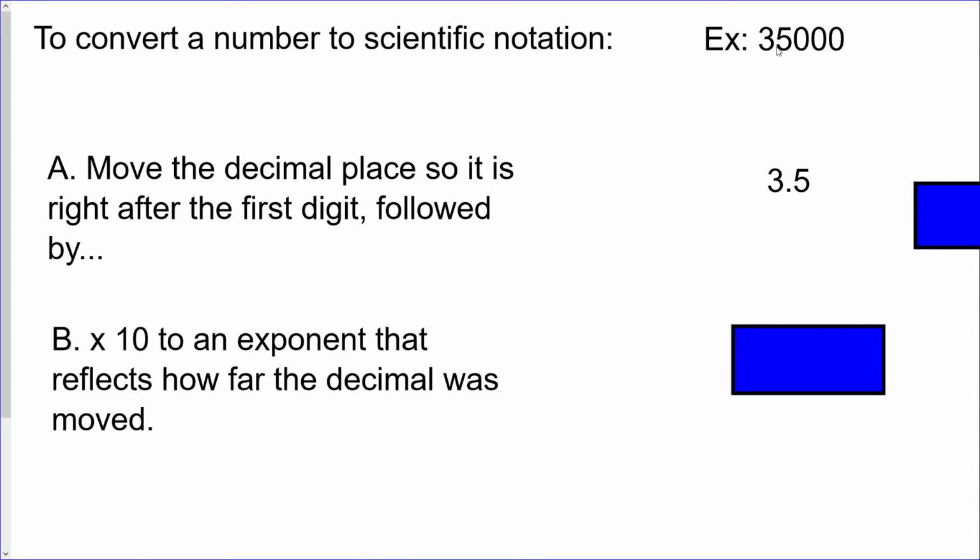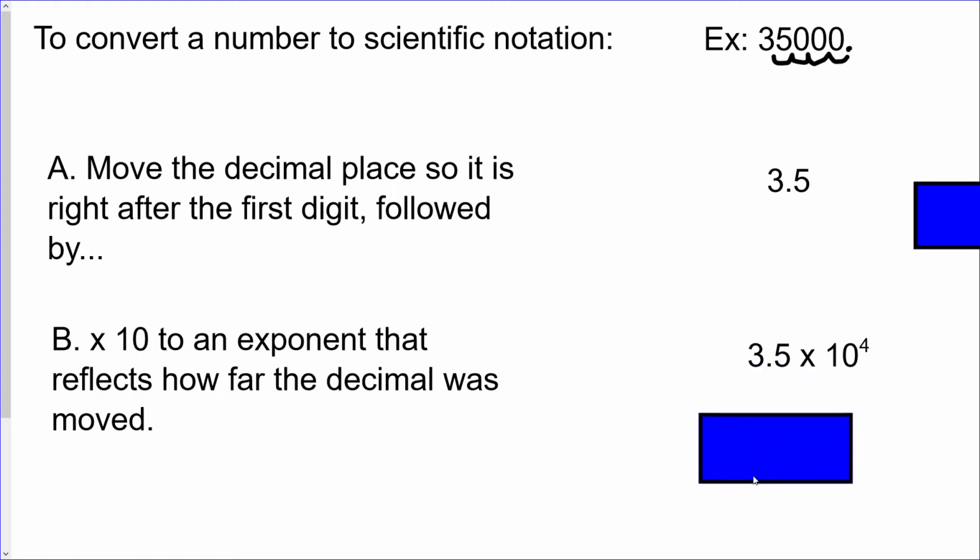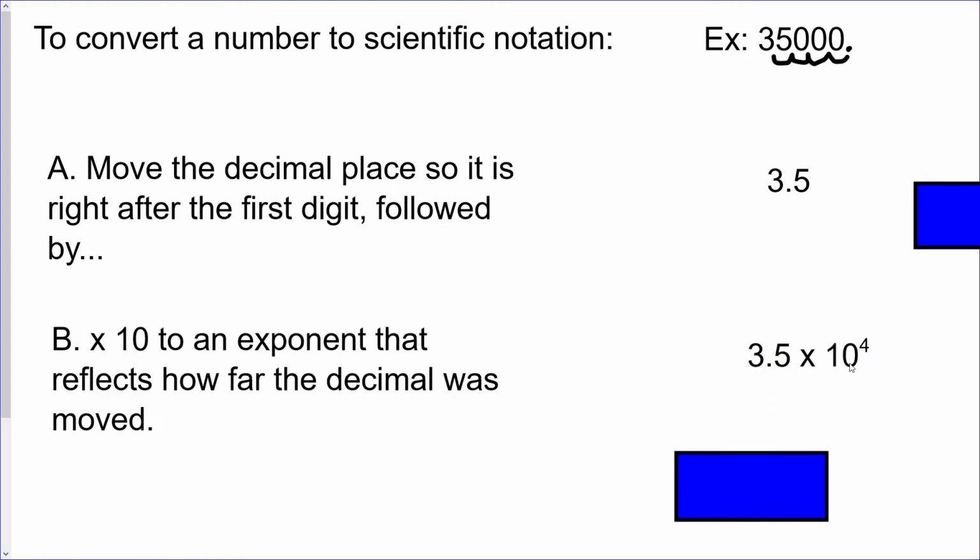You put the decimal immediately to the right of the first digit, so 3.5, and then you have times 10 to an exponent that reflects how far the decimal was moved. Okay, so in our case, the number 35,000 has the decimal right there. We normally wouldn't write it, but that's where it is. So if we moved it 1, 2, 3, 4 times, we had to move the decimal 4 places. So that means we would have 3.5 times 10 to the exponent 4. Okay, so the exponent reflects how far the decimal moved.